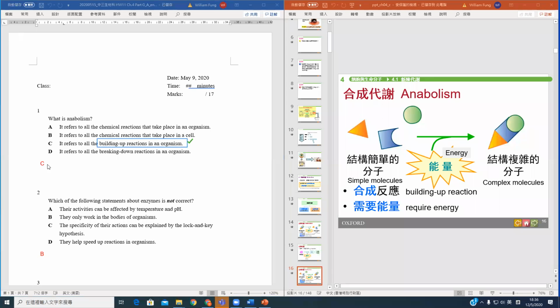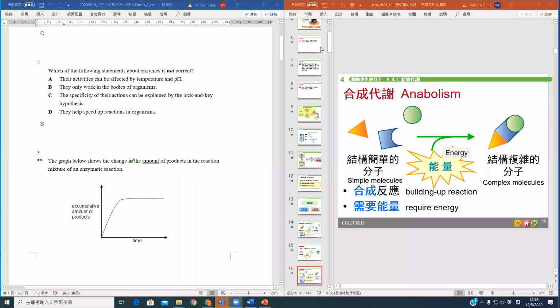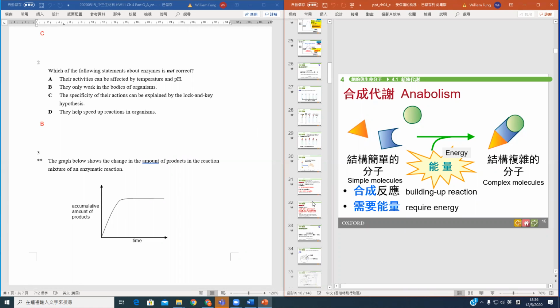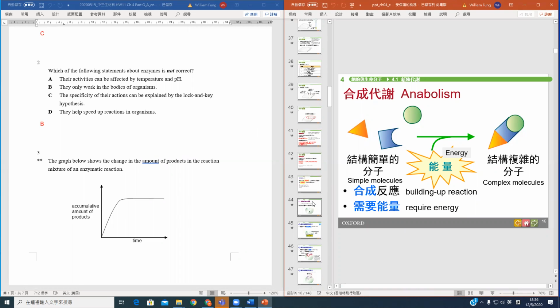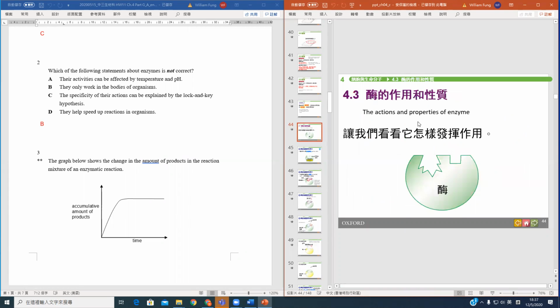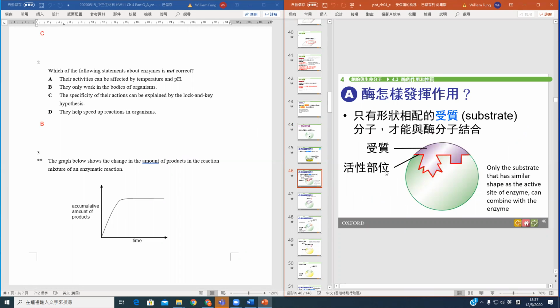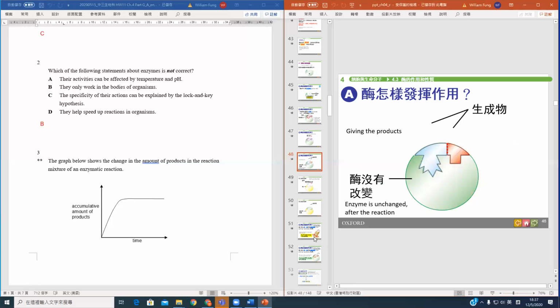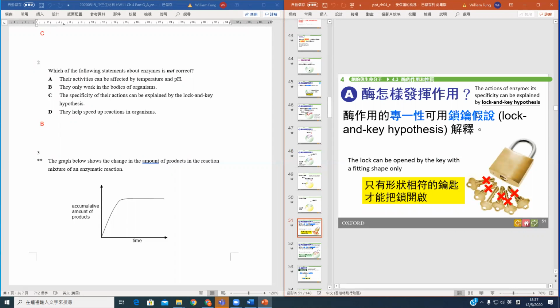The answer is C. Question 2. About enzyme, which of it is correct? So let's take a look at several properties of enzyme. The actions and properties of enzymes. Enzymes will fit with the substrates, combine with it, and reduce the activation energy. We use the lock and key hypothesis to explain that.